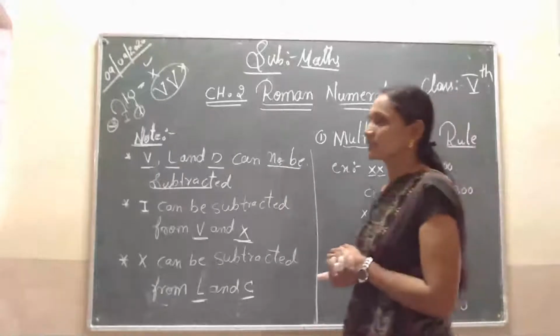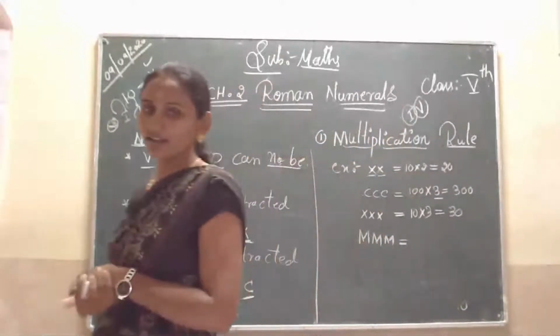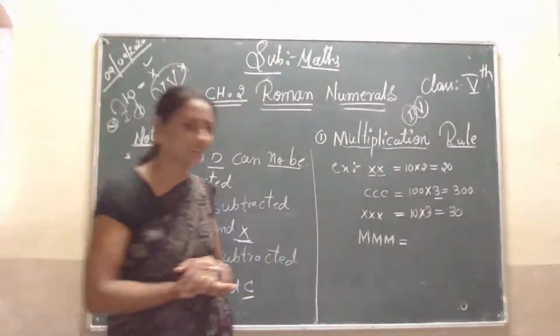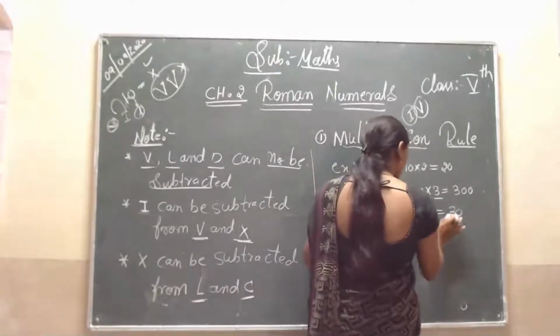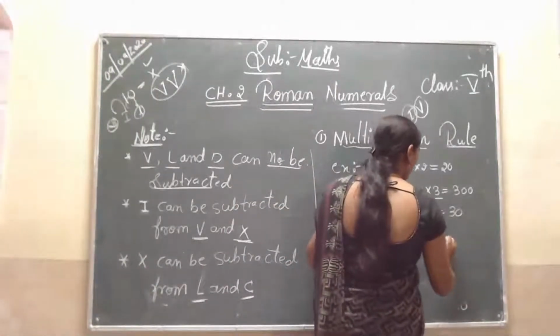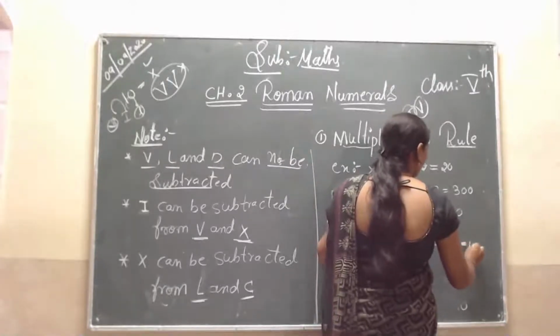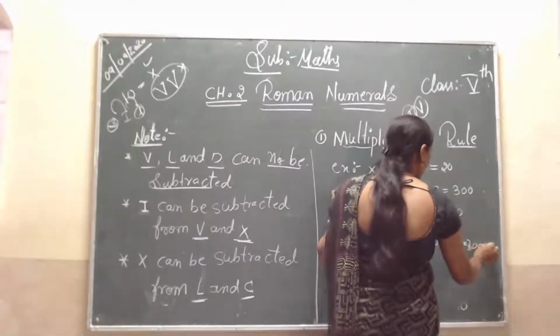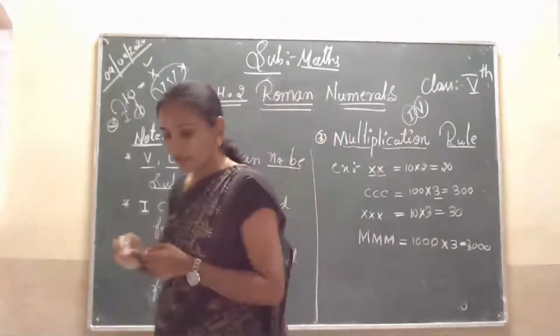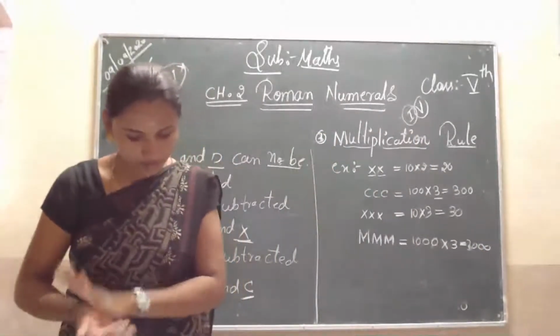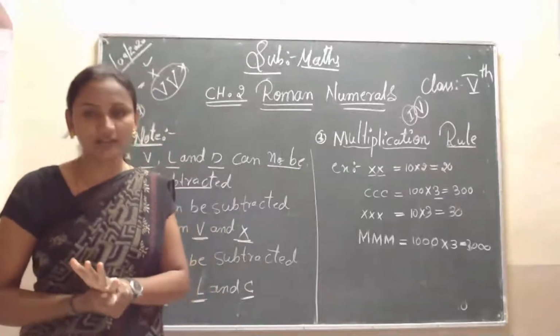In M, the value of the symbol is 1,000, students. So that is 1,000 into 3, because it is repeated 3 times, so 3,000. So this is the rule of multiplication. Yes, students, this is the rule of multiplication.